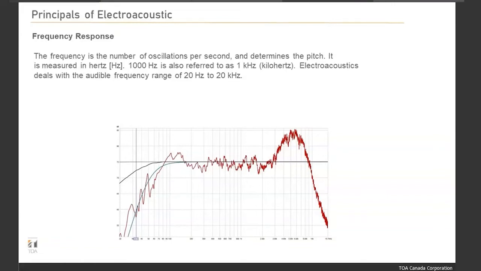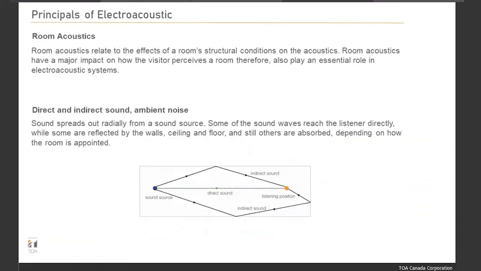Electroacoustics deals with the audible frequency range from, as I mentioned before, 20 hertz to 20 kilohertz. So room acoustics relate to the effects of a room's structural conditions on the acoustics. Room acoustics have a major impact on how the visitor perceives a room. Therefore, it also plays an essential role in electroacoustic systems. So there's the consideration of the direct and indirect sound or ambient noise.